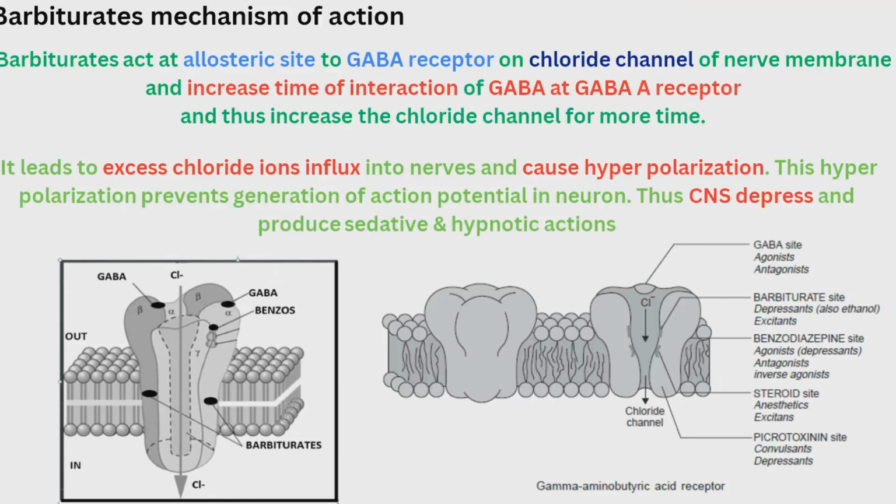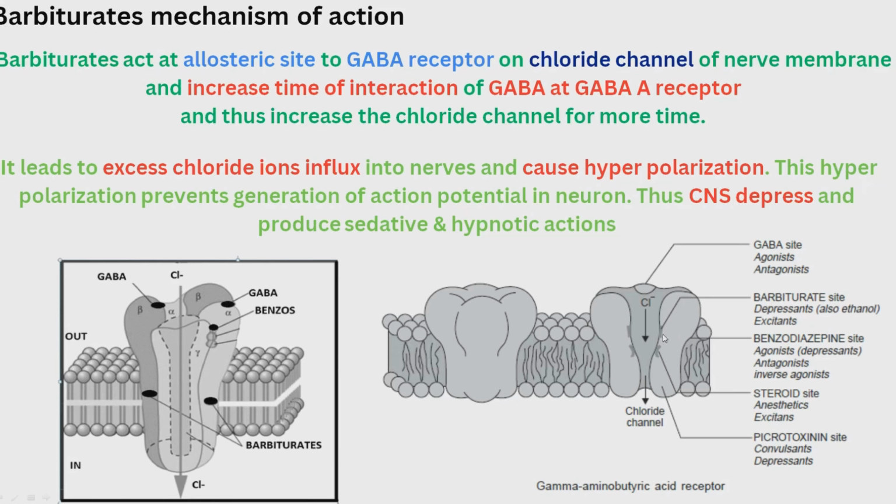Mechanism of action of barbiturates. These drugs increase the activity of GABA at the GABA receptor. So the GABA receptor is present in the chloride channel of the neuron. In the nerve membrane, this is a chloride channel, this is a GABA receptor. Upon action of GABA at the GABA receptor, it opens and allows chloride ions into the neuron and increases the negativity up to minus 65 to 70 millivolts.